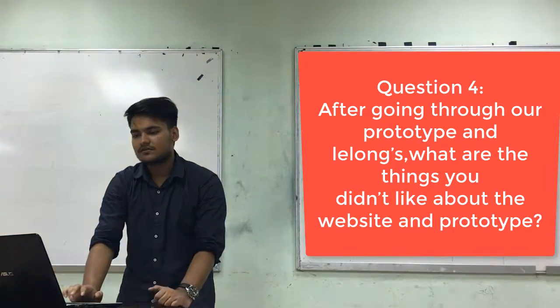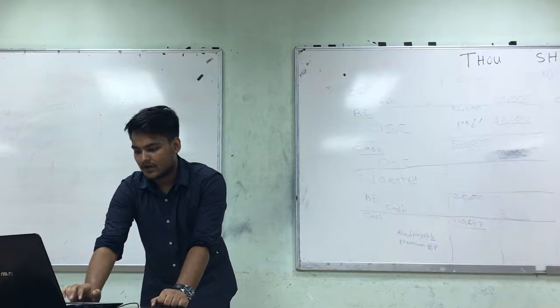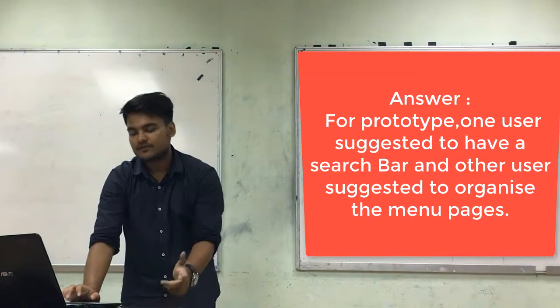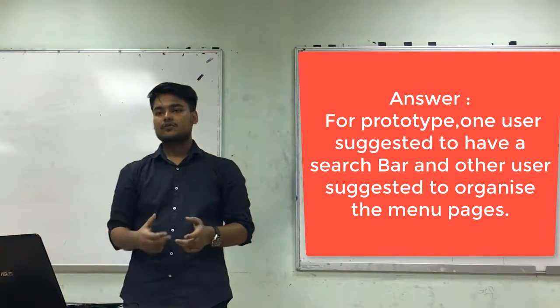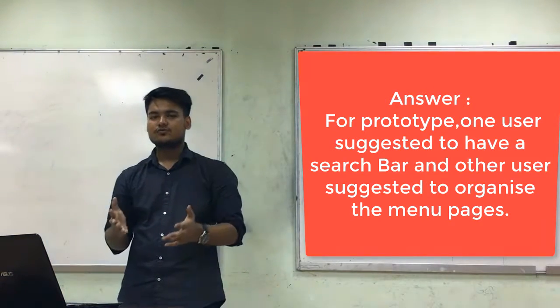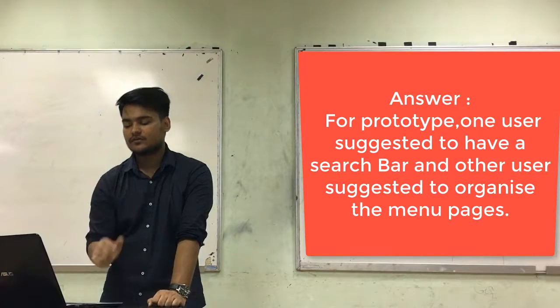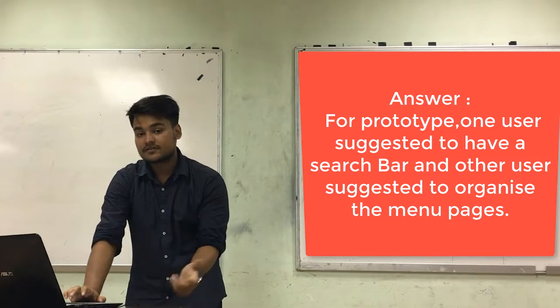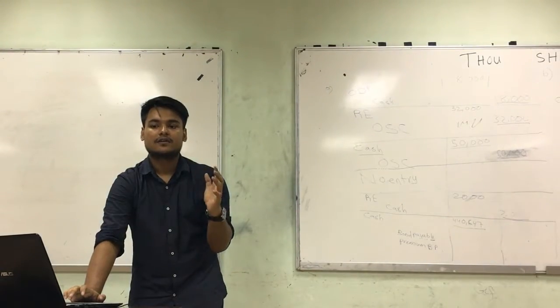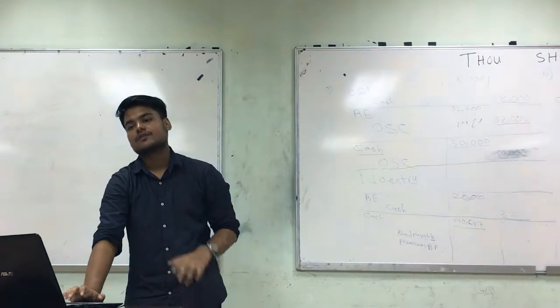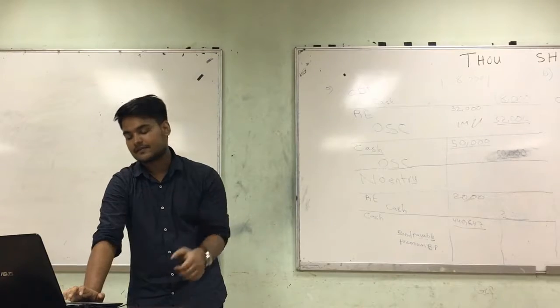And for the worst part of our prototype, 1 user suggested that we have a search bar. We couldn't do it because it's a prototype and we would need to code a lot. So for the search bar, we didn't do it. Other users suggested organizing the menu page, the menu bar. They were not organized properly, so he suggested that we should organize them.